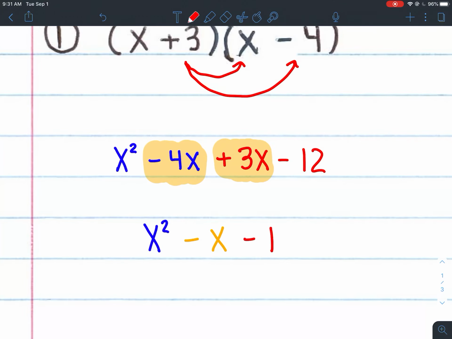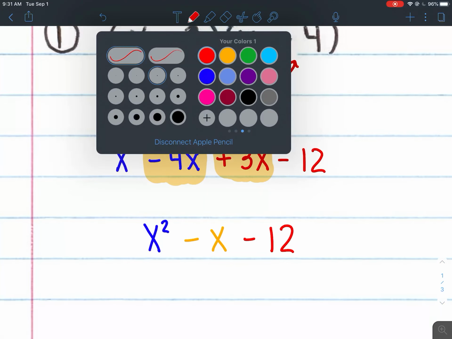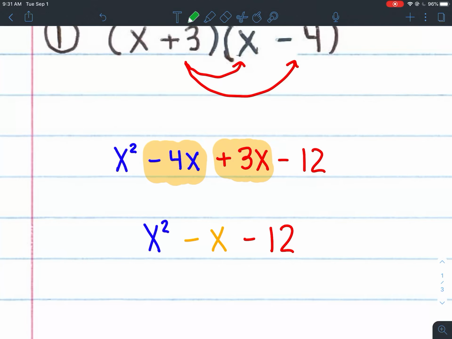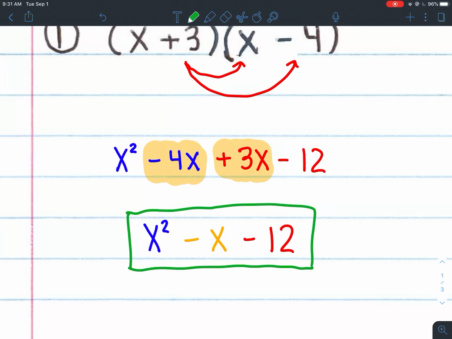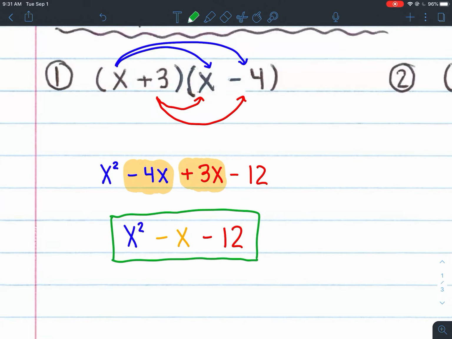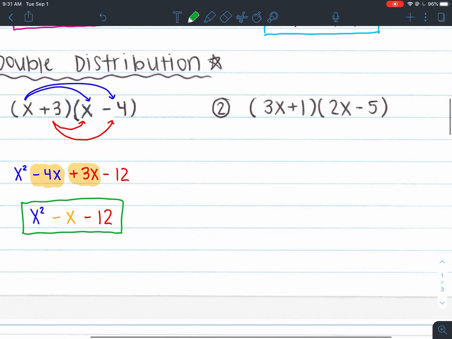And then negative 12 doesn't have any like terms, so it stays as is. And this would be our simplified expression. So you're typically going to end with a trinomial. You're going to end with 3 terms typically. Not always. Sometimes you end with 2 terms. So you want to combine anything that you can.